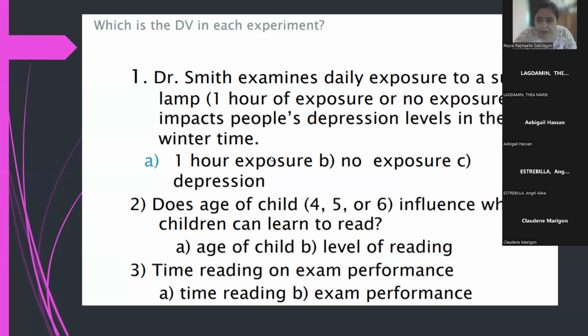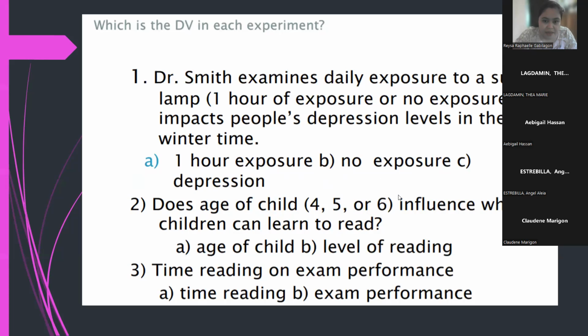sa pagkakaroon ng depression. Okay, so number 2, does age of the child 4, 5, or 6 influence when children can learn to read? So letter A, age of child. Letter B, level of reading. This is still asking about the dependent variable. Okay, very good. It is level of reading. So ang kanyang tinitingnan kasi relationship ng age and then yung reading. So ang minamanipulate niya yung age. Kasi kung titingnan natin, how do we manipulate this? Siya yung pumili na yung age is either 4, 5, or 6. And then may relationship ba yun sa pagbasa nila?